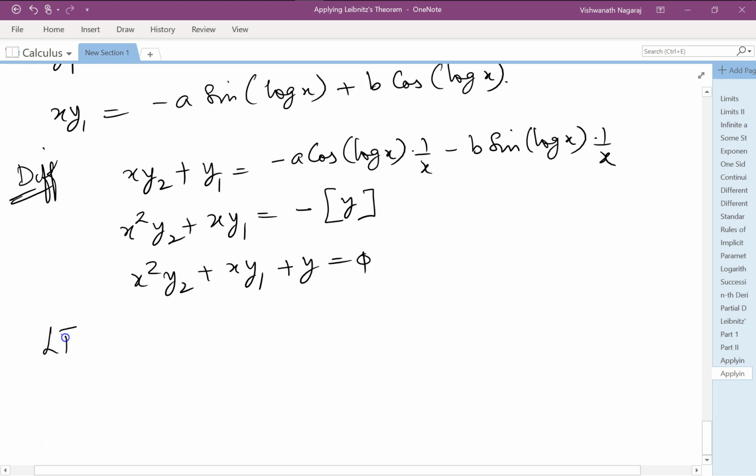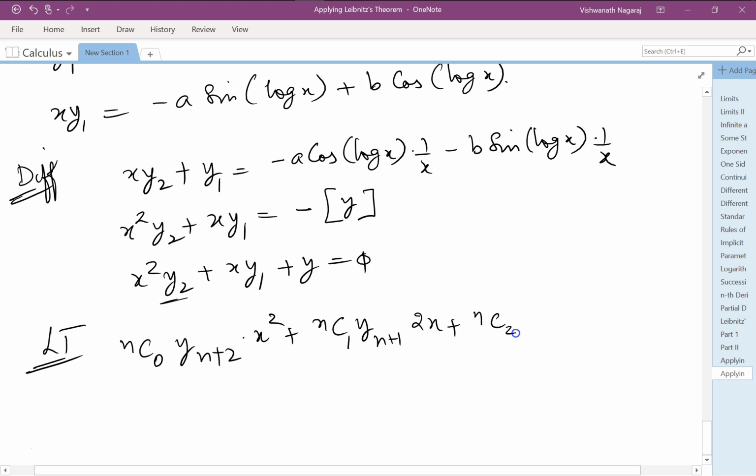Now we can apply the Leibniz theorem. nC0, let's say u is y2. So yn plus 2 x square plus nC1 yn plus 1. Keep reducing y by 1 and keep differentiating v. So this becomes 2x plus nC2 yn and 2. Next time 2 will become 0, so the term will become 0.